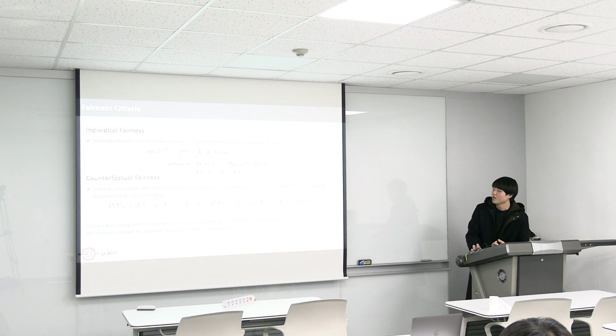So this is the formal definition of individual fairness. The small d means the similarity between individuals with respect to a given task, and the large D means the similarity between probability outcomes. So if the task-specific properties are similar between two individuals, then the outcome probabilities should also be similar.